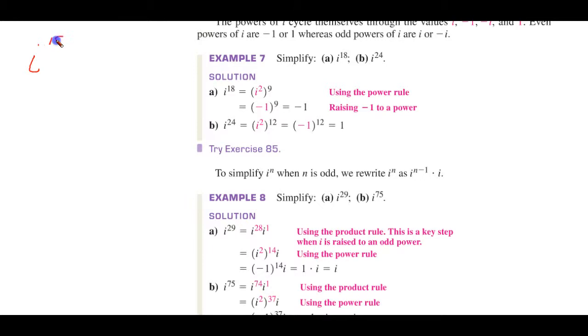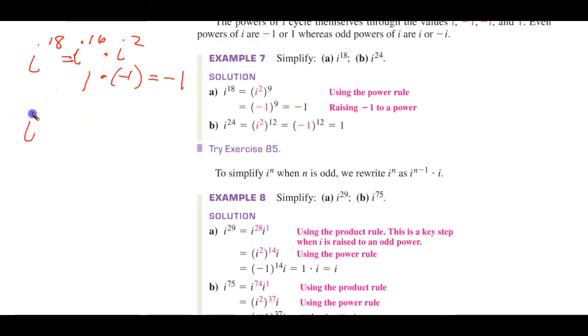So we have i to the 18th. Now, what multiple of 4 is up in there? Well, that equals i to the 16th times i to the second. And i to the 16th is i to the fourth 4 times. So this is going to be a 1. This is going to be a -1. So i to the 18th is a -1, which is what they have right here.